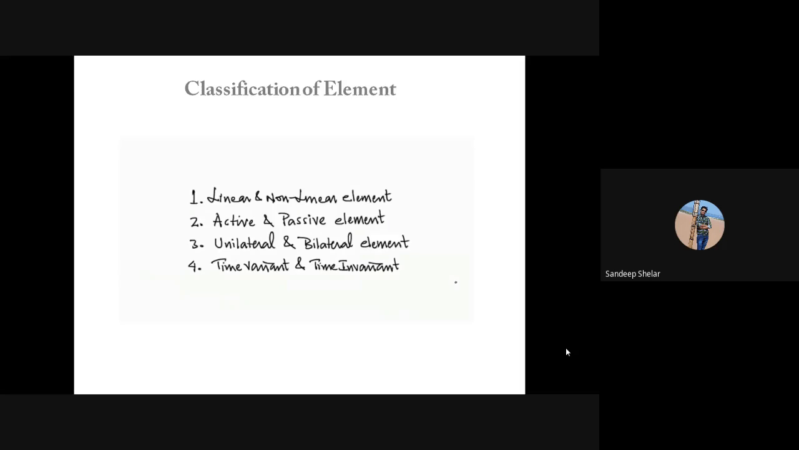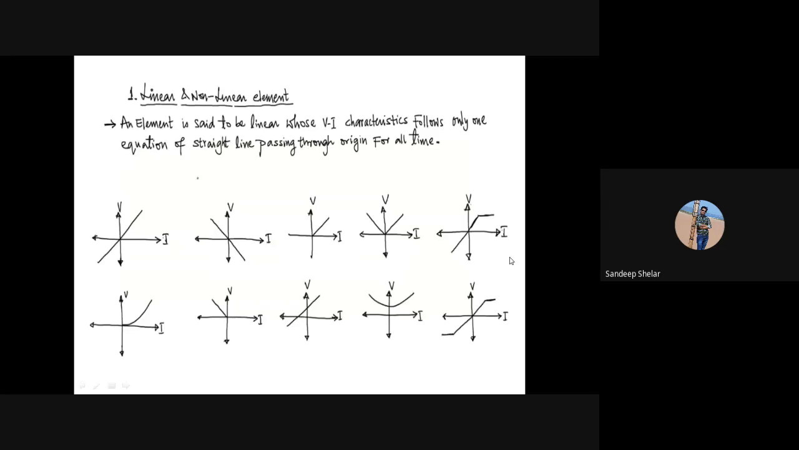In the previous lecture, I gave an overview of the classification of elements into four types: linear and non-linear elements, active and passive elements, unilateral and bilateral elements, and time variant and time invariant systems. A linear element is one whose characteristic follows only one equation of a straight line passing through the origin; otherwise it is a non-linear element.